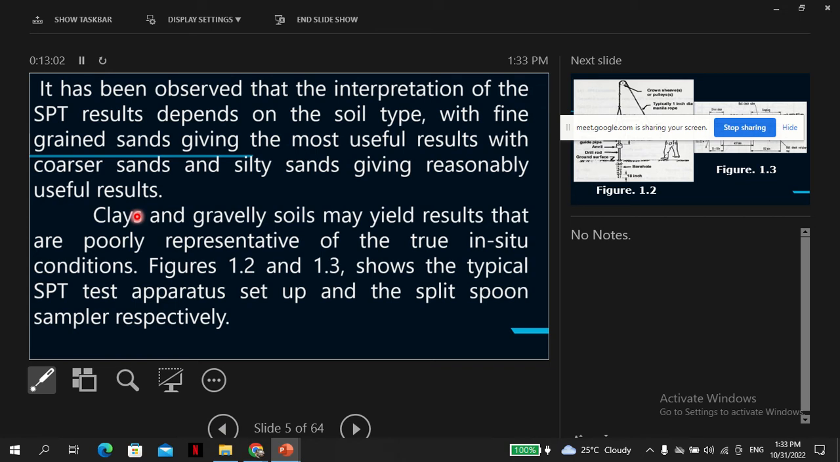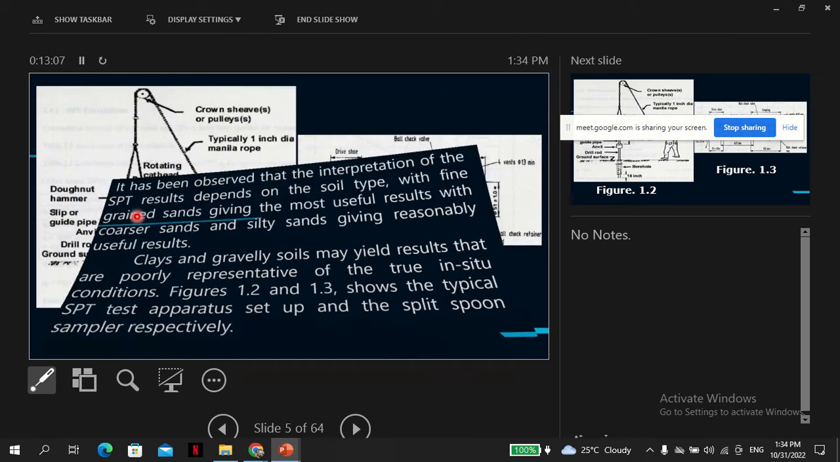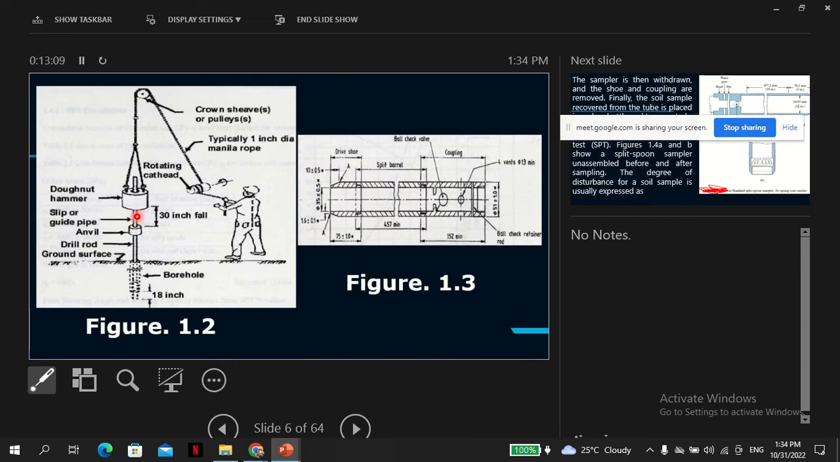So figures 1.2 and 1.3 show the split spoon sampler and the SPT, and of course the 30-inch drop, or we could say 750 to 760 mm. This is the standard.